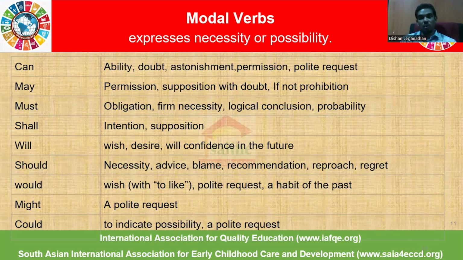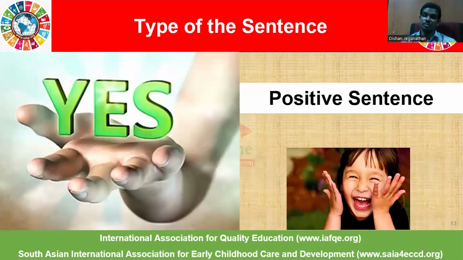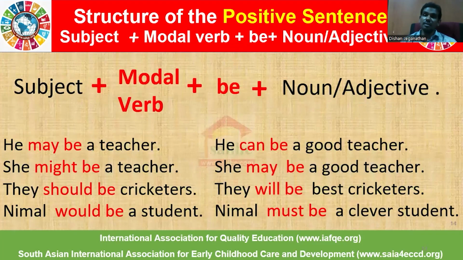Would: wish, polite request, a habit of the past. And might, a polite request. Could, to indicate possibility, or a polite request. The sentences we'll be going through are positive and negative sentences, and positive and negative questions. The structure for a positive sentence would be subject plus modal verb plus be, plus noun along with the adjective.